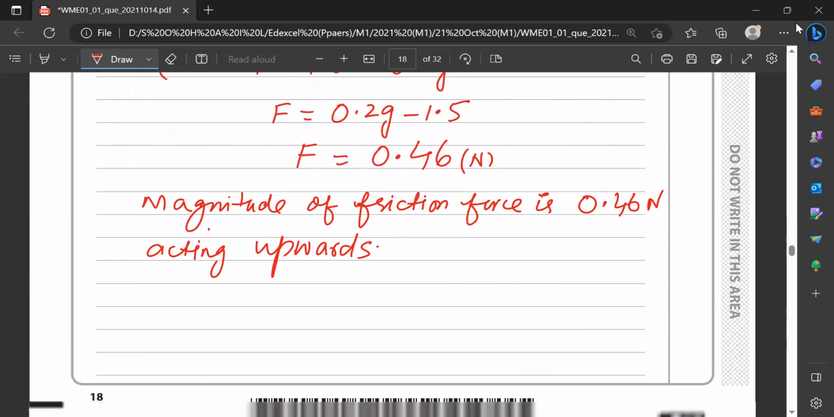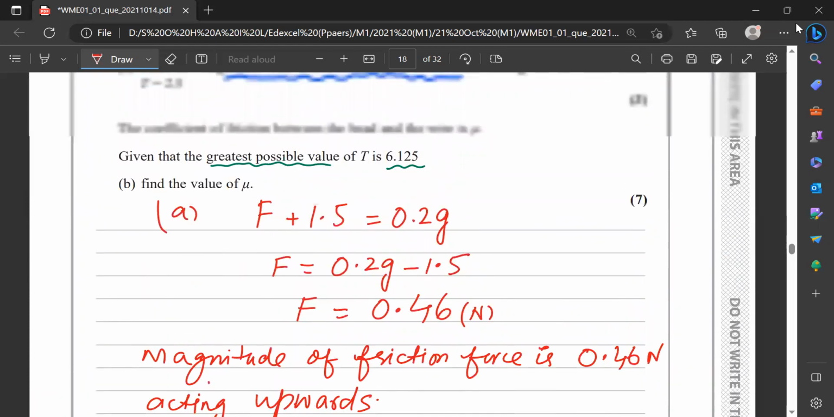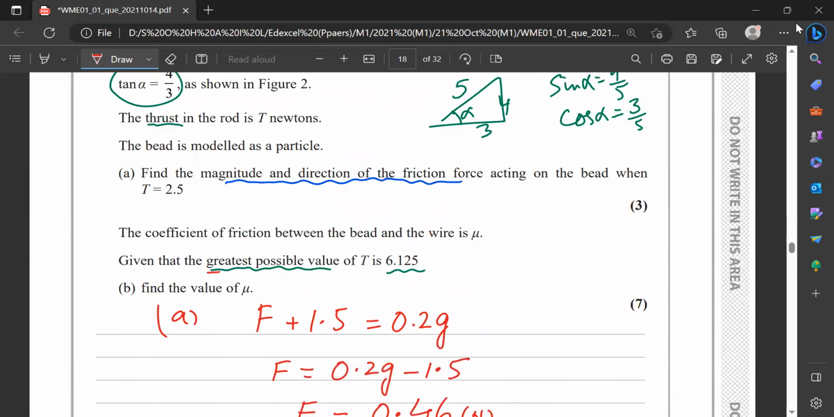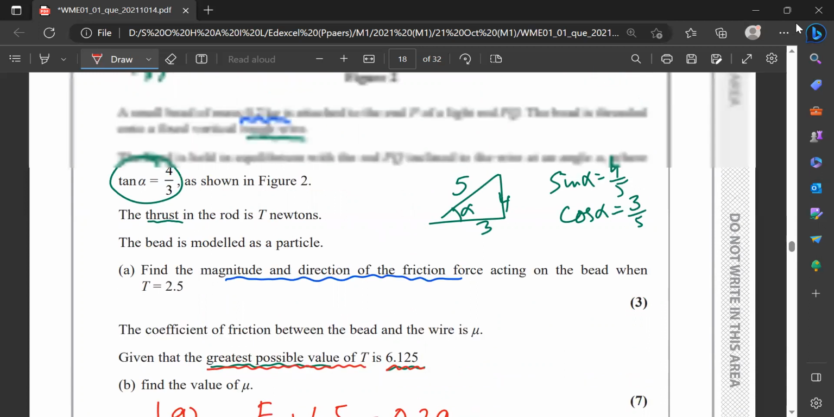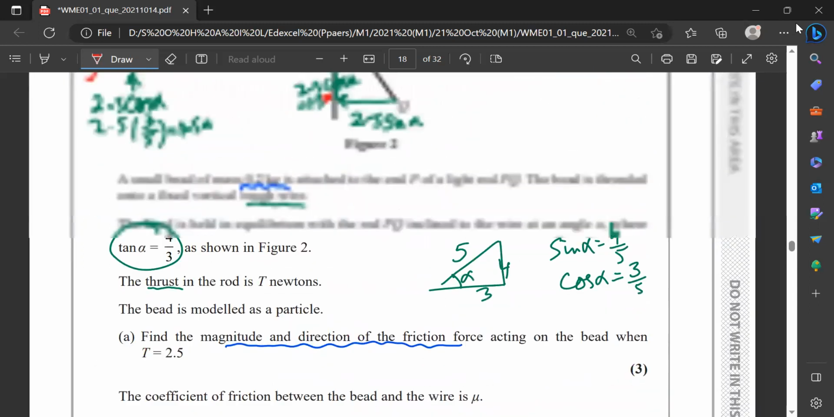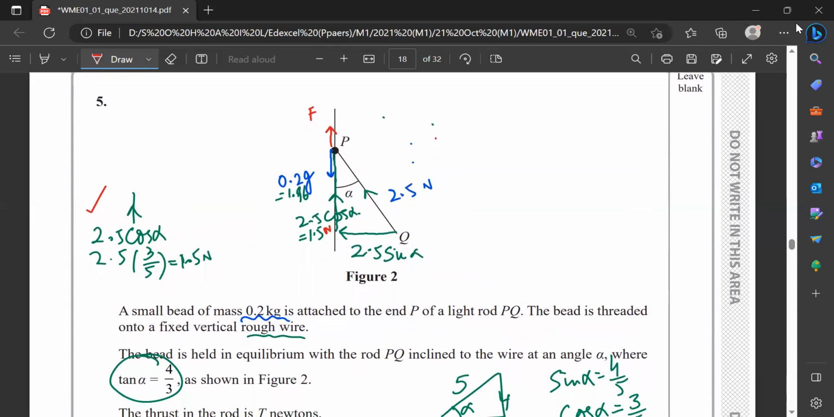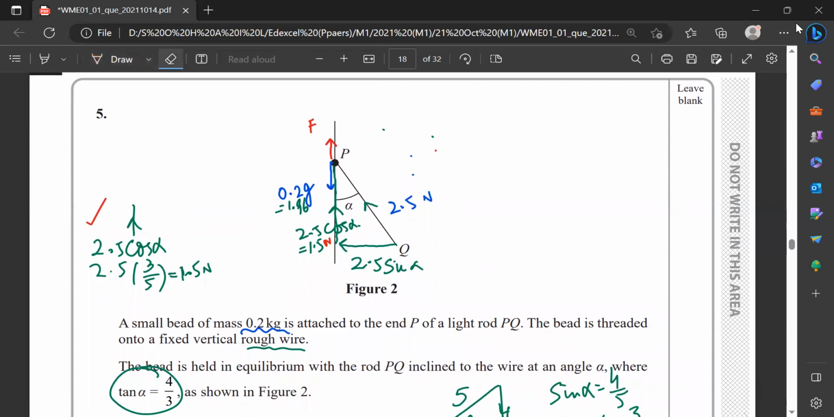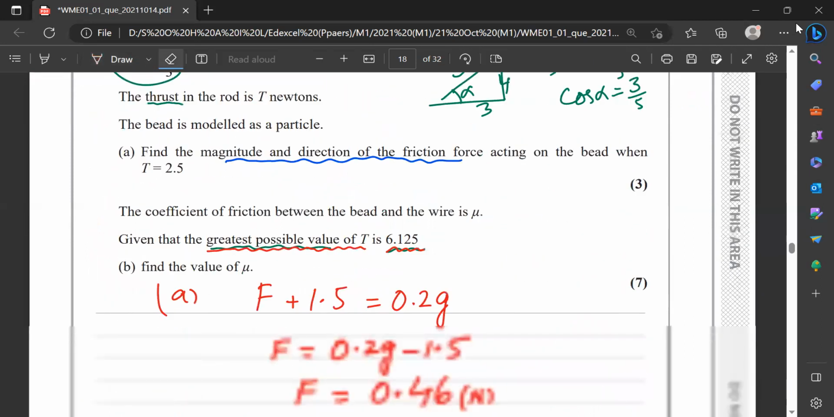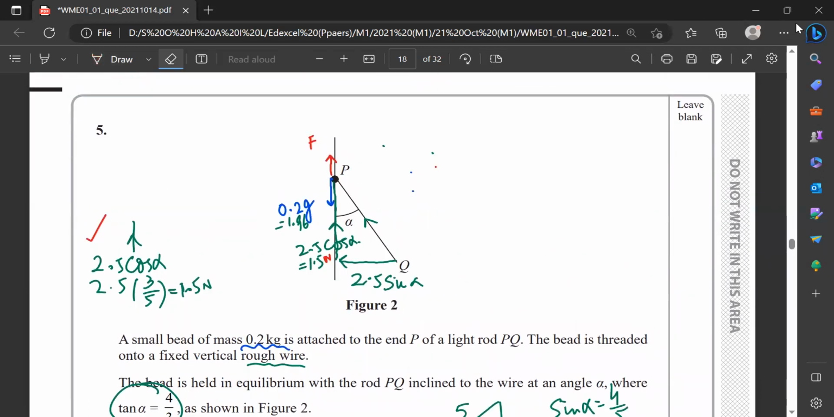First part. B part is find, given that the greatest possible value of T is 6.125. For the greatest possible, the small bead is on the point of moving up the wire. So what I can do for this part, I can change the force of 2.5 now to 6.125. Now it is 6.125.